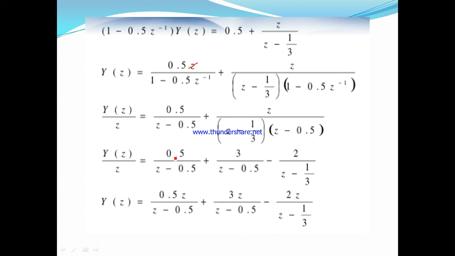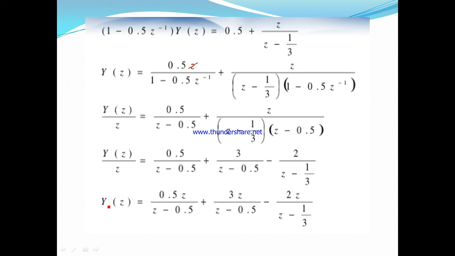Next, for Y of z by z, the numerator has order 1 and the denominator has order 2. So in this equation we can apply the partial fraction method to determine the inverse Z transform, because in the denominator we have the multiplication of these two terms, z minus 1 by 3 and z minus 0.5. When you apply partial fractions to these two terms, you will get 3 by z minus 0.5 minus 2 by z minus 1 by 3.